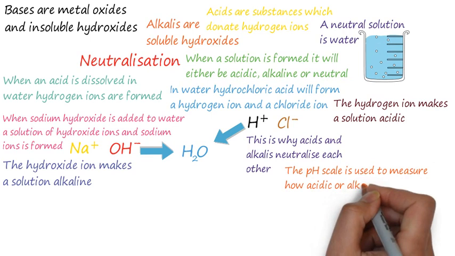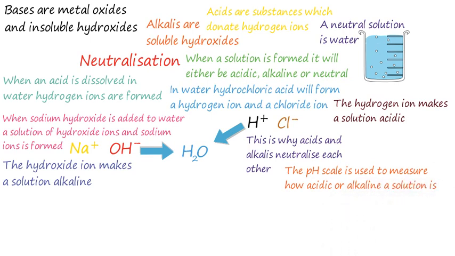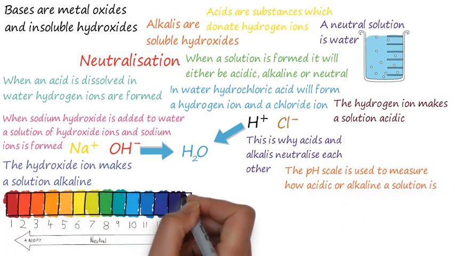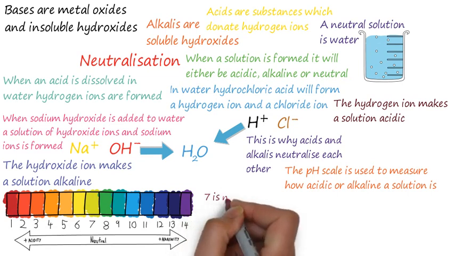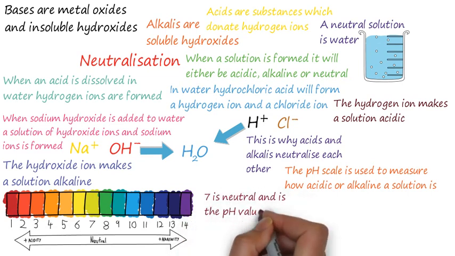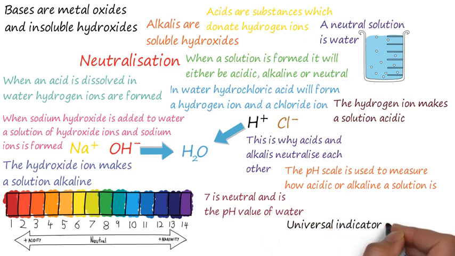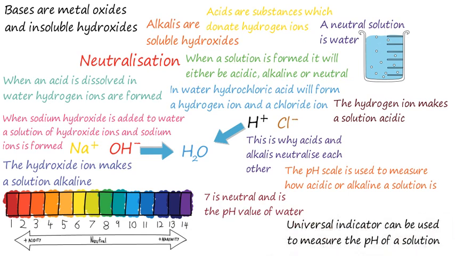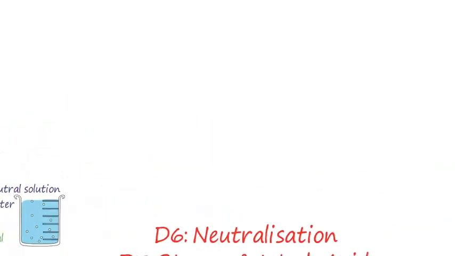The pH scale is used to measure how acidic or alkaline a solution is. The scale goes from 0, which is the strongest acid, to 14, which is the strongest alkaline. 7 is the pH of water, and hence it is neutral. Universal indicator can be used to measure the pH of a solution. It turns to the specific colour associated with that pH.